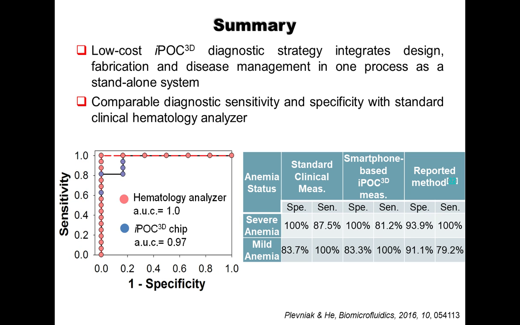And we also tested the specificity and the sensitivity of this clinical test, our developed 3D printing-based POC detection of anemia. And we can see the specificity of our device, based on smartphone POC detection, actually shows pretty good results for the severe anemia detection. The specificity can reach 100%. For the mild anemia detection, actually the sensitivity reached 100%.